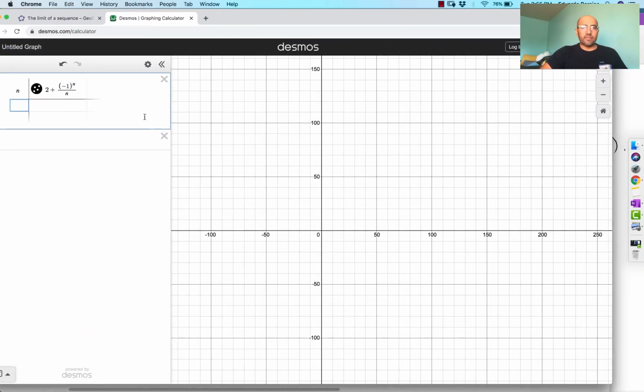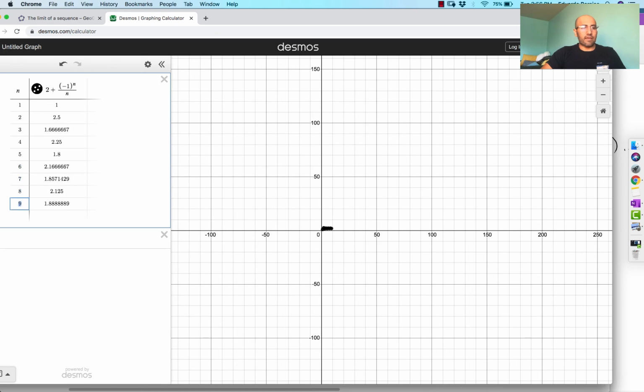Okay, when we replace the n with a 1, we're going to get a minus 1 over 1, which is just minus 1. So then we'll end up with 2 plus negative 1, which gives you positive 1. When n equals 2, this will be a positive number, and we'll end up with 2 plus a half, so 2.5. And then 3, and then 4, and then 5, 6, 7, 8, 9, 10.